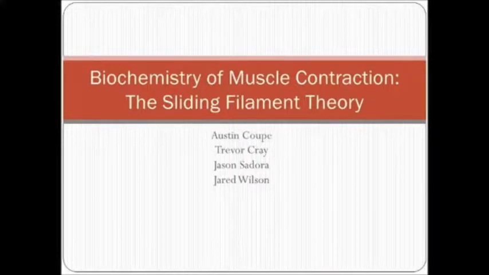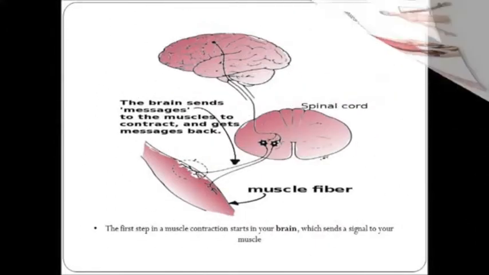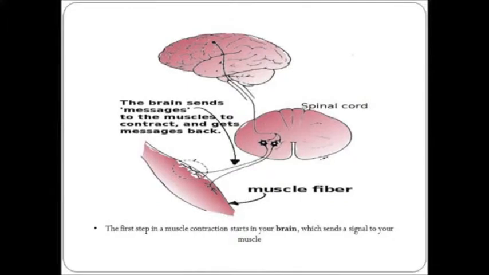Biochemistry of muscle contraction, the sliding filament theory. Skeletal muscles in your body are attached to bones via tendons. These connections allow you to move your body when you contract a muscle. The first step in a muscle contraction starts in your brain, which sends a signal to your muscle.